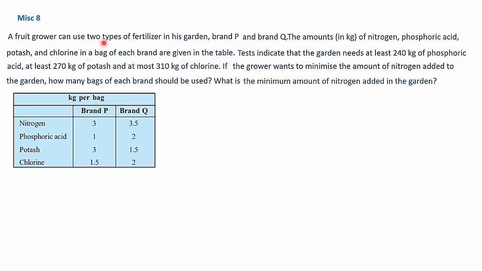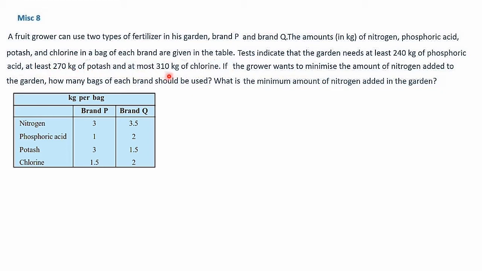A fruit grower can use two types of fertilizer in his garden. Two brand names are given, brand P and brand Q. And the amounts in kg of nitrogen, phosphoric acid, potash and chlorine in a bag of each brand are given in the table, that is here. Test results are also given. Tests indicate that the garden needs at least 240 kg of phosphoric acid. At least is the keyword, means greater than or equal to 240 kg. And at least 270 kg of potash, means greater than or equal to, again at least is the keyword, greater than or equal to 270 kg.